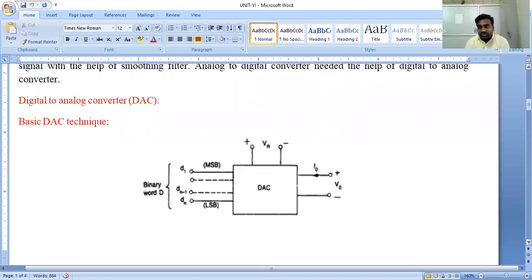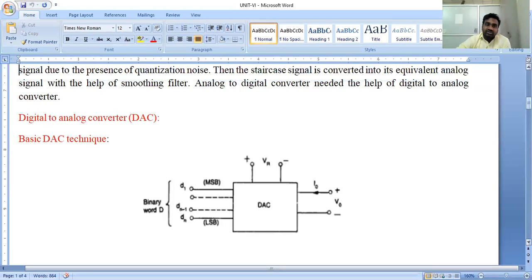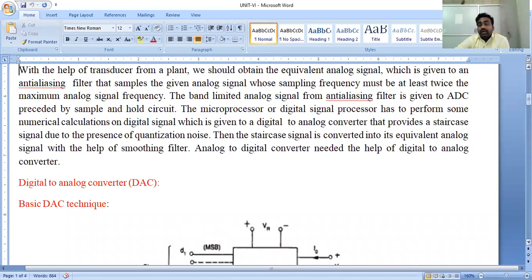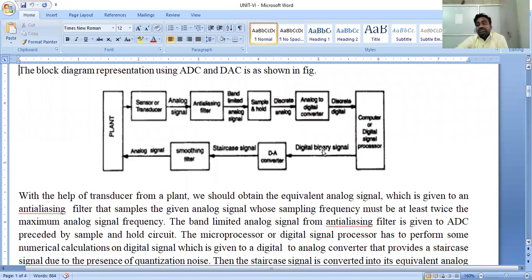So digital to analog conversion, what is happening here? In the previous block diagram we have seen, in digital to analog conversion, what is the input? The input is a digital binary signal. In some textbooks, this is called a binary code, digital binary code, or simply binary code. Why? Because binary code is a representation of digital perspectives. In some textbooks, they call it a digital binary signal. Both are the same.